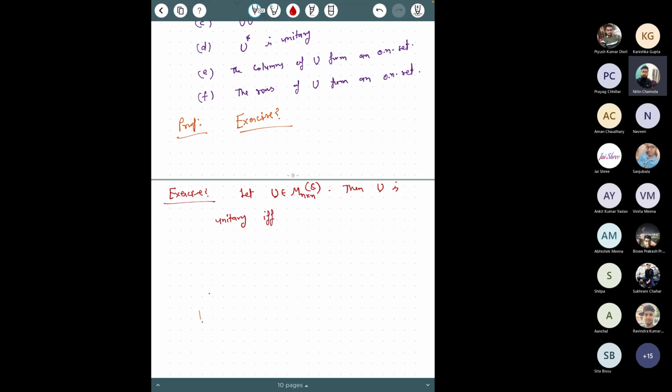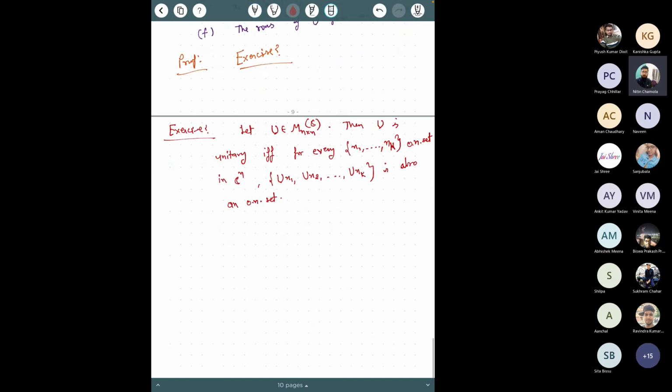if and only if for every orthonormal set x1 to xk in Cn, the set Ux1, Ux2, up to Uxk, that means the product of U and x1, product of U and x2, and so on, is also an orthonormal set in Cn. So if U is unitary, then for every orthonormal set x1 to xk, Ux1 to Uxk is also orthonormal, and the converse is also true. That means if for every orthonormal set x1 to xk, this set is orthonormal, then using this you can prove that U is unitary.